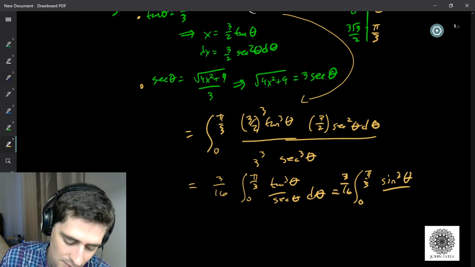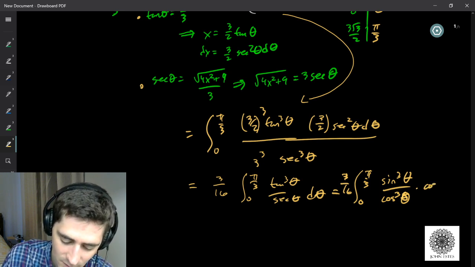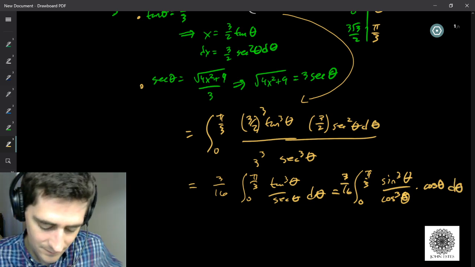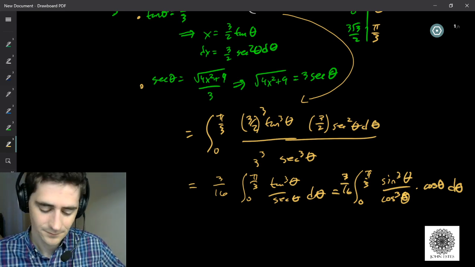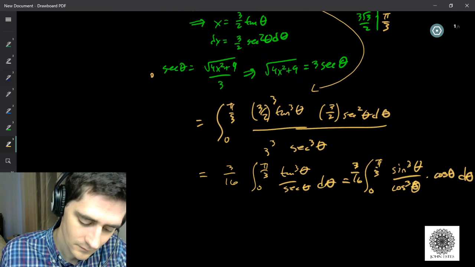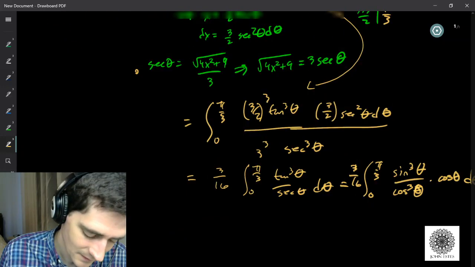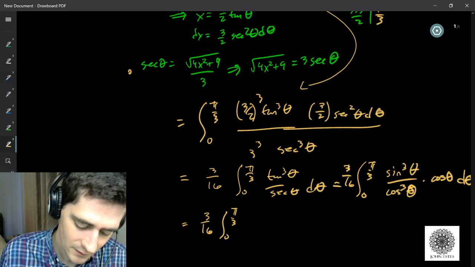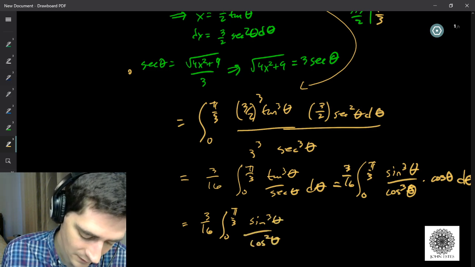So I'll show you what I'm saying here. I have sine cubed over cosine cubed, that's the tangent, and then times the reciprocal of secant, which is going to be cosine theta, like that. Okay, and so we end up with, let's see if this makes sense to us. I'm running out of room, so let me write it down here, then we'll jump to the top. You get 3/16, 0 to pi over 3. One of the cosines cancels, so I have sine cubed theta over cosine squared d theta.